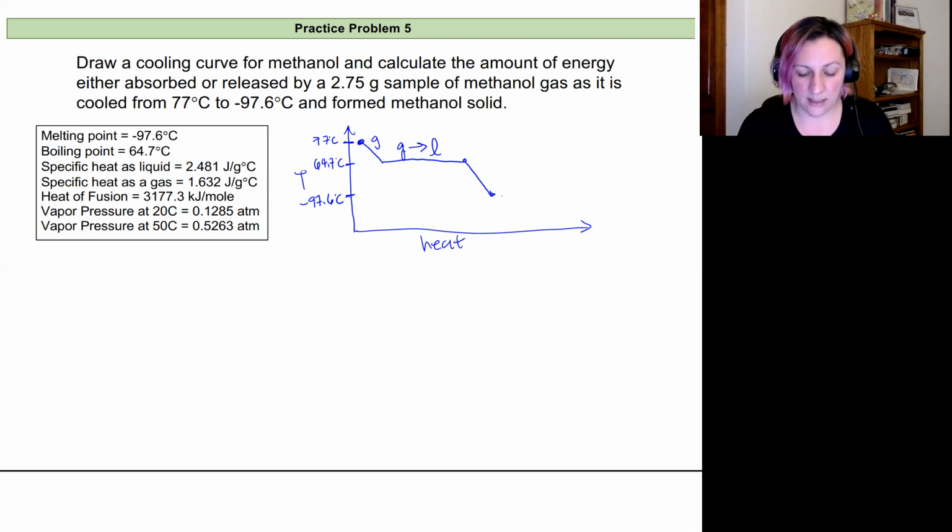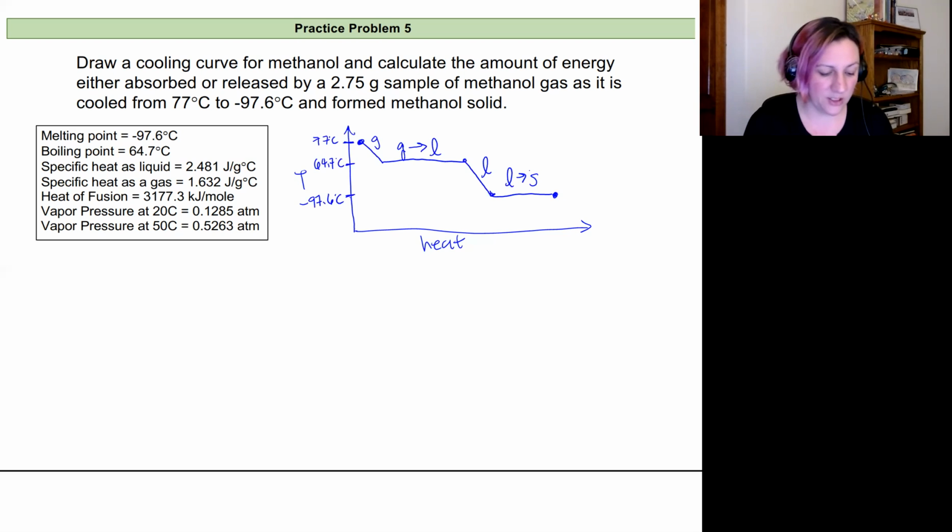And then at that point, we'll have freezing take place until we have everything as a solid, and then things will begin to cool some more. But we're actually going to stop right there. We're not actually going to look at this any lower than this freezing point. So we're going to go all the way through that freezing phase change. And so here's the cooling curve that we're looking at.